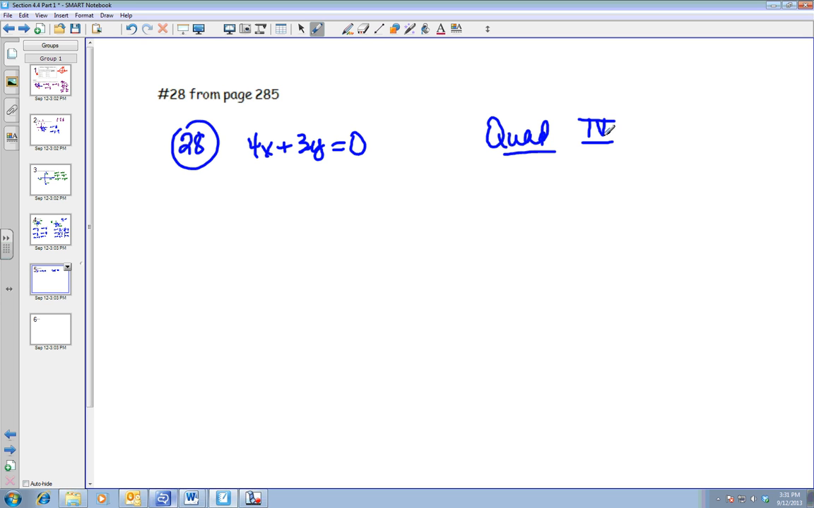So here's the deal. First thing we need to do is graph this and see what it looks like. So in order to graph a line, we need to solve for y first. So I'm going to subtract 4x, and I get 3y equals -4x. Since I'm solving for y, I'm going to divide by 3. So y equals -4x over 3.